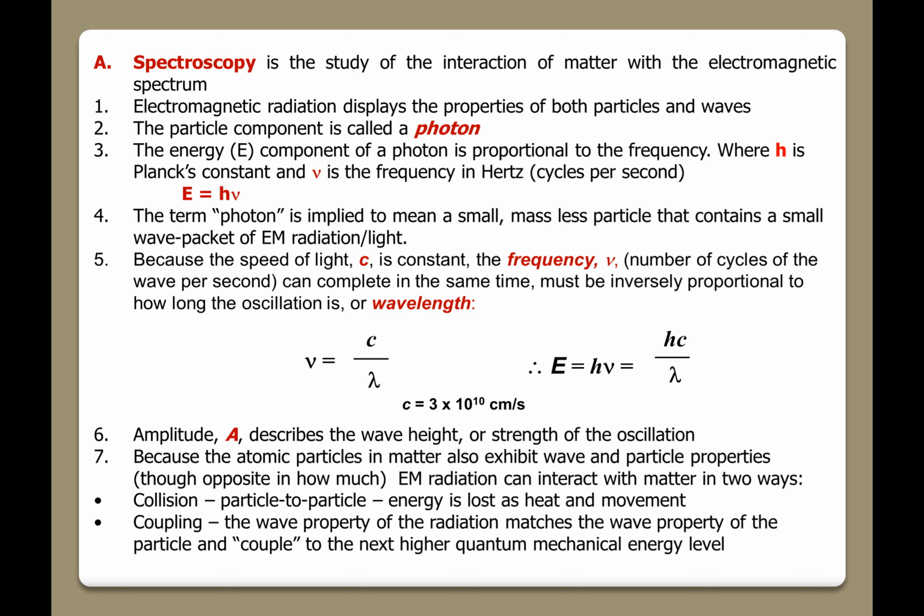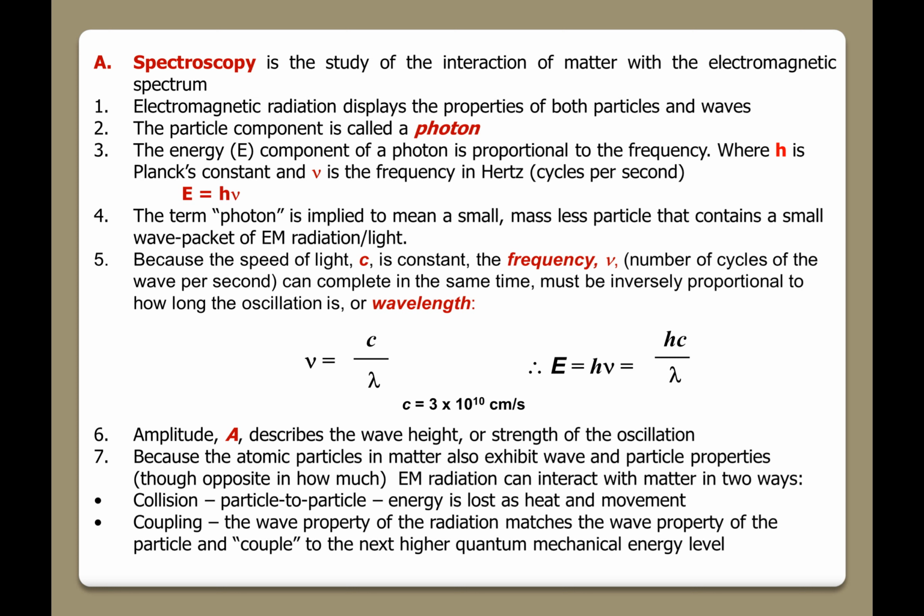Now, because the speed of light is constant, the frequency nu, that is the number of cycles of waves per second, must be inversely proportional to how long the oscillation is, or the wavelength. So nu is c upon lambda. So there is an inverse proportionality between the frequency and wavelength. Means longer the wavelength, shorter the frequency, and shorter the wavelength, higher is the frequency. Means higher energy radiation has higher frequency but short wavelength.